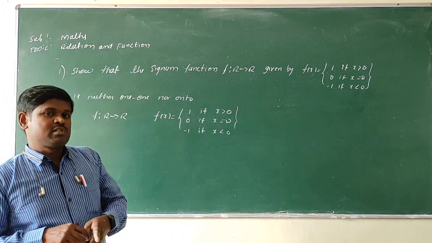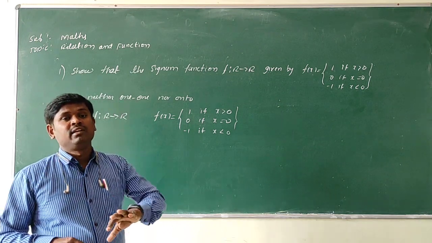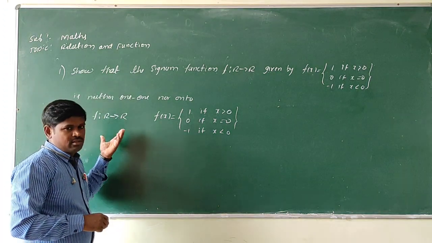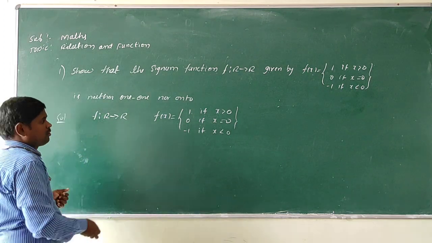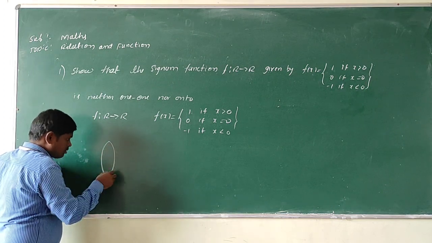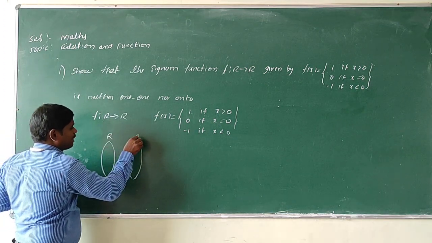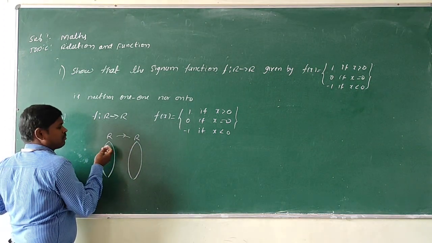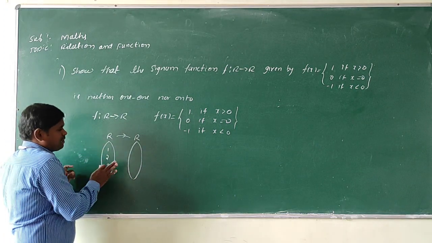The definition is that suppose f is a mapping from A to B, it is said to be a 1-1 function if different elements of A have different images in B. We have to verify whether different elements of A have different images in B. Suppose I take one arrow diagram. This is real number to real number. So here I take real numbers, 1, 2, or 3, whatever value, possibly any real number.